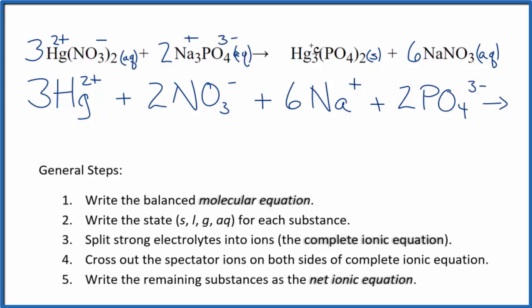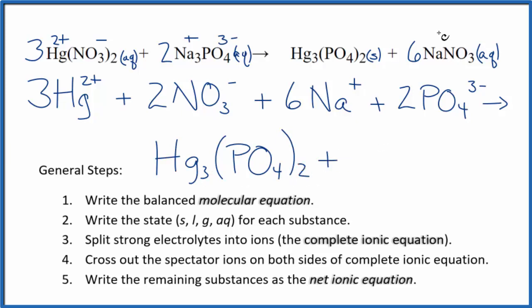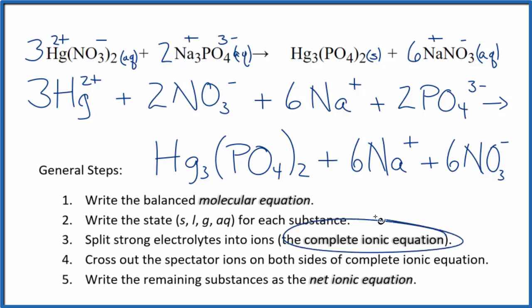For the products, we don't split solids apart. We have this precipitate here. It's a solid. We don't split it apart. Just Hg3(PO4)2. And then we said sodium's positive, the nitrate ion negative, 6 sodium ions, Na plus, just like the reactants. And then 6 of these nitrate ions, also like the reactants. So this is the complete ionic equation.